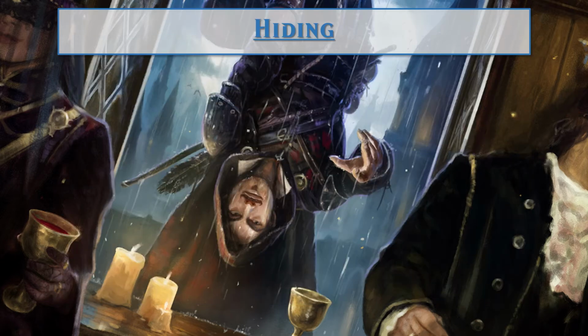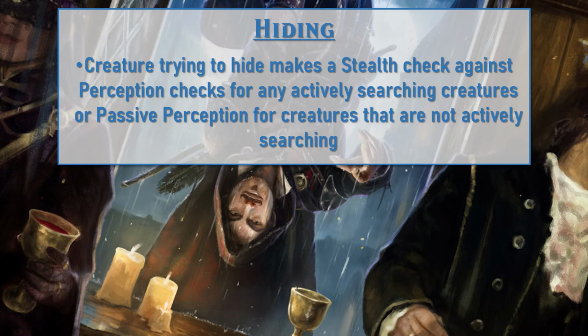Now, on to the hiding rules. The hiding rules are going to be our main stealth rule set, and that's what we use to determine how characters are sneaking and how hard it is to perceive them. The hiding rules go as follows. The creature trying to hide will make a stealth check versus the perception check for any creatures that are actively searching for them, or the passive perception of those creatures if they are not.